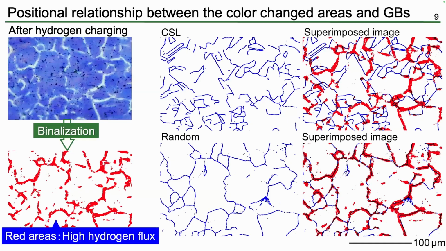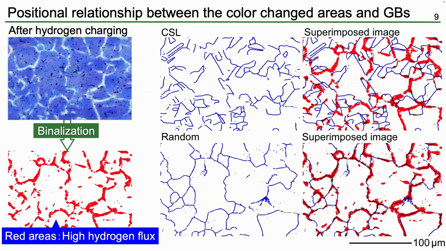Then, to analyze the positional relationship between the color changed area and the grain boundaries, this optical image was finalized into these red and white images. So in this image, the red areas indicate high hydrogen flux.